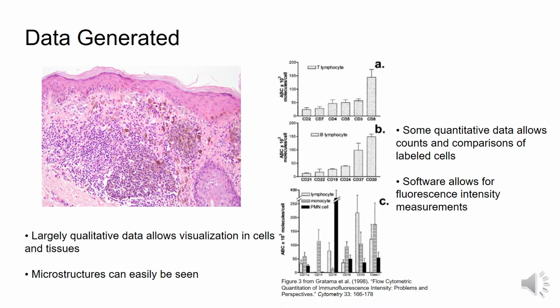However, there's also some quantitative data that can be collected from these tests. In some instances, counting for numerical comparisons of labeled cells is necessary, such as in the live dead assay that I just mentioned. Studies have also explored measurements of fluorescence intensity to determine the magnitude of presence of an antigen. Software packages like QuickCal can be used to translate fluorescence intensity into antibodies bound per cell, or ABC.